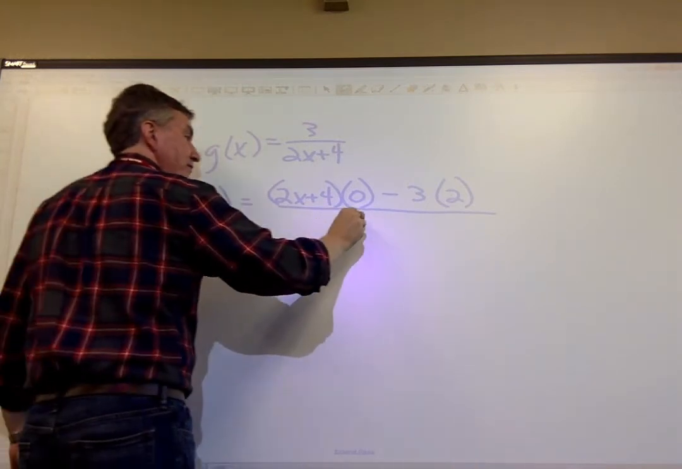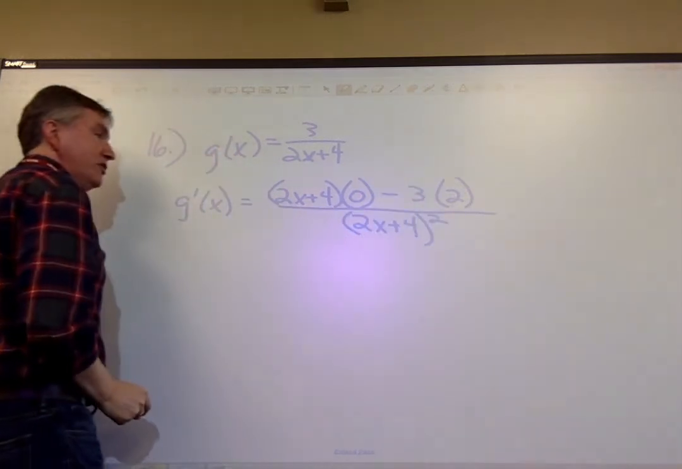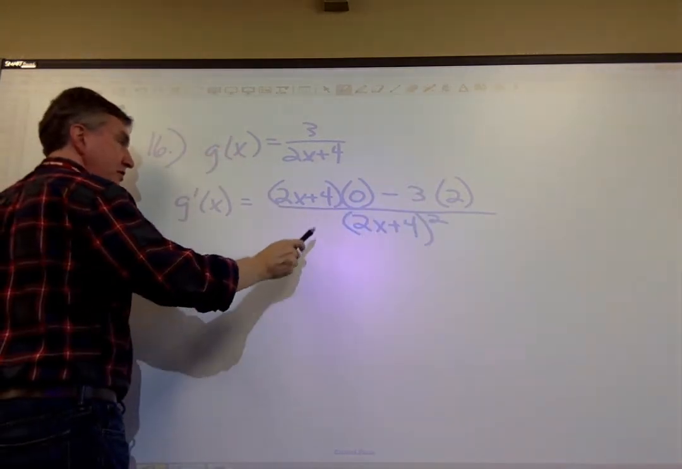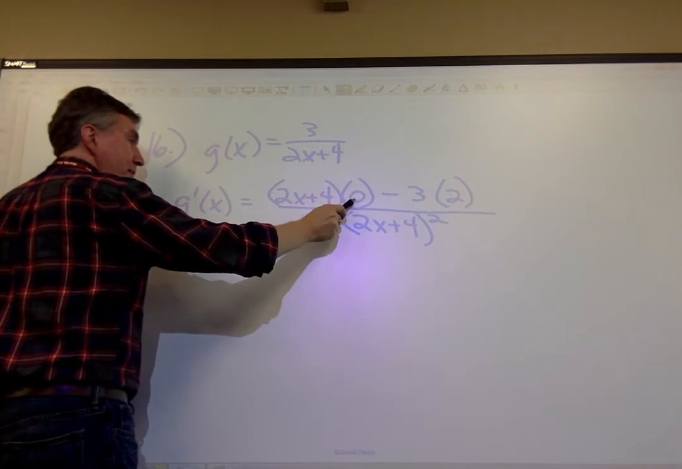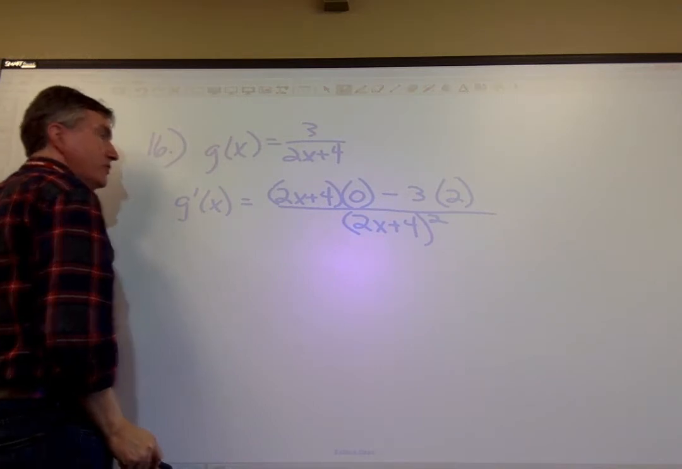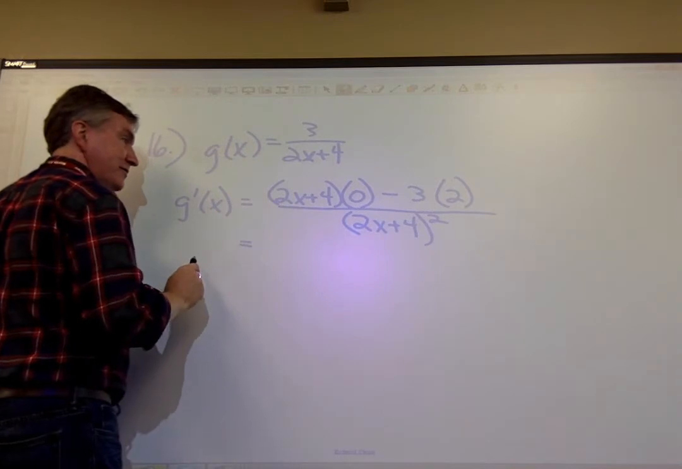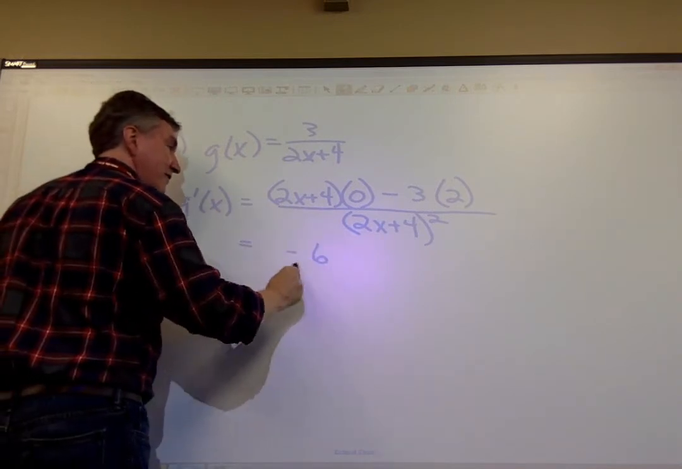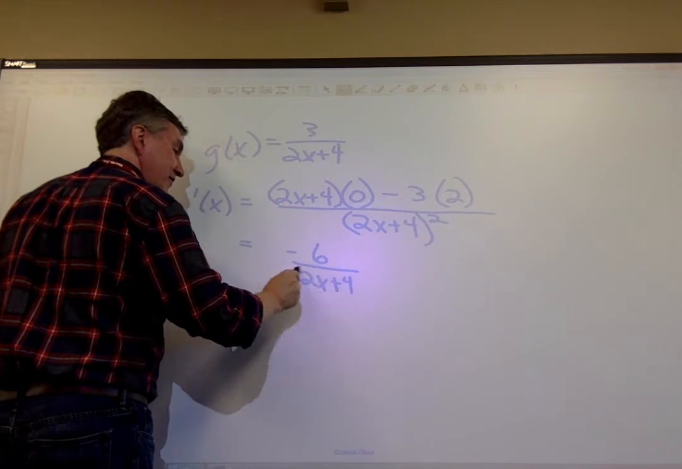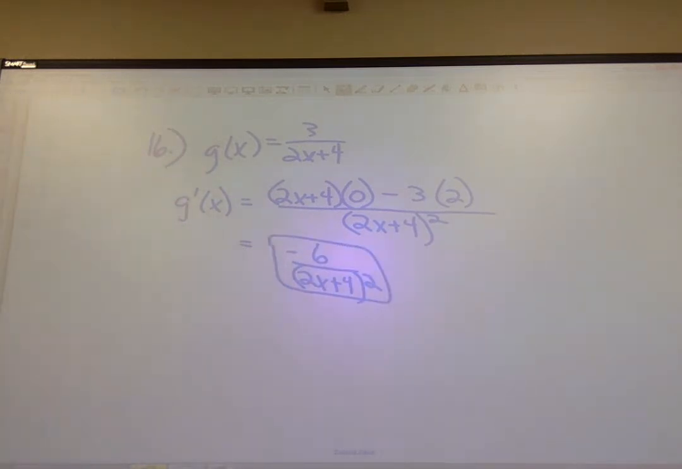Over what? Denominator squared. Let's say it again. Denominator times numerator prime minus numerator times denominator prime over denominator squared. This is not bad. What's your answer? -6 over (2x plus 4) squared. And that's fine. That's great. Do you think they're always going to be that pretty? No. Ugly, ugly. Okay. That 0 wiped out that whole first term. That was nice.